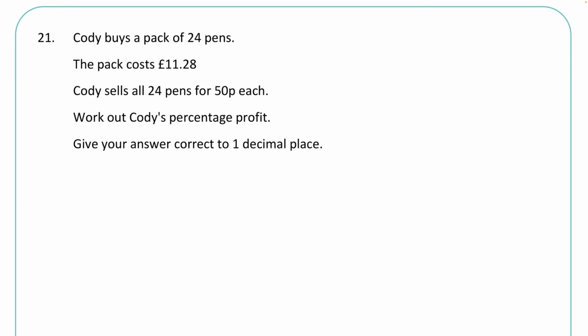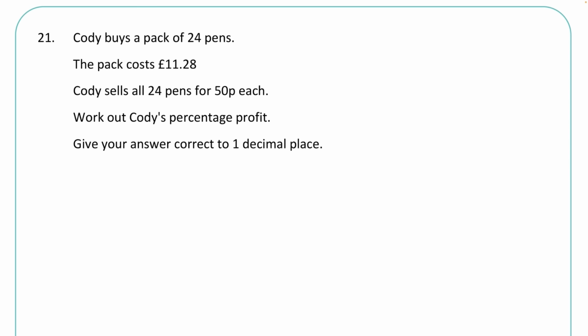Now this next question, we have some percentage profit. It says Cody buys a pack of 24 pens. The pens cost £11.28. Cody sells all 24 pens for 50p. Work out Cody's percentage profit, and it says give your answer correct to 1 decimal place. So we know we're going to get decimals involved here, so we need to be really careful in that final stage.